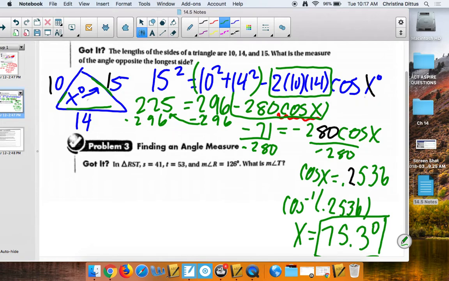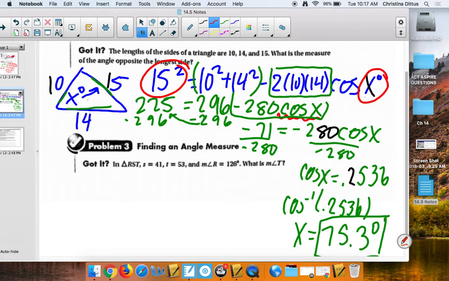Questions? The only placement that matters is that your angle and the side that goes by itself are the ones across from each other. Also your angle needs to be between your two sides, but as far as once you get to the formula, that's the big part. No questions?